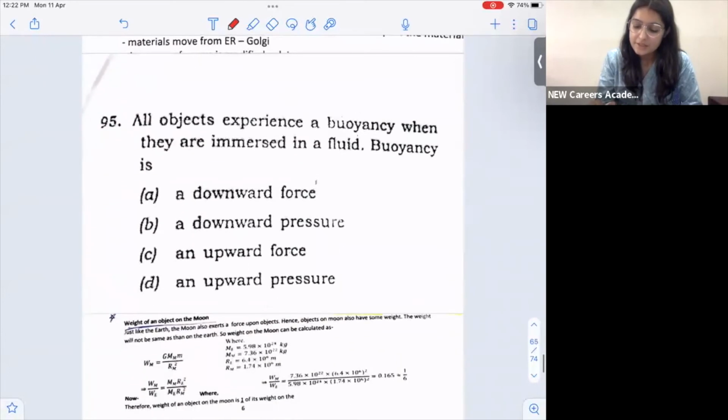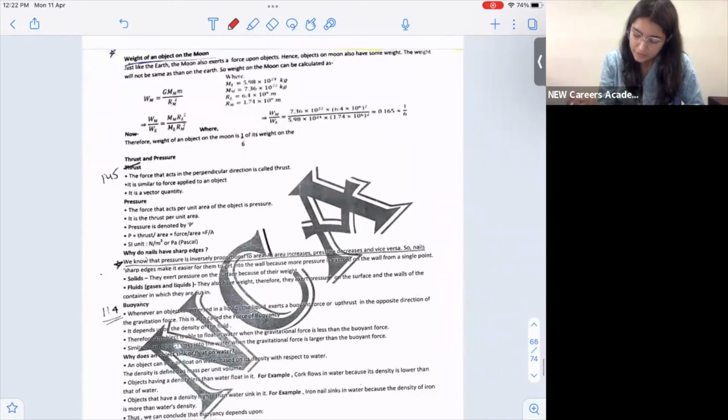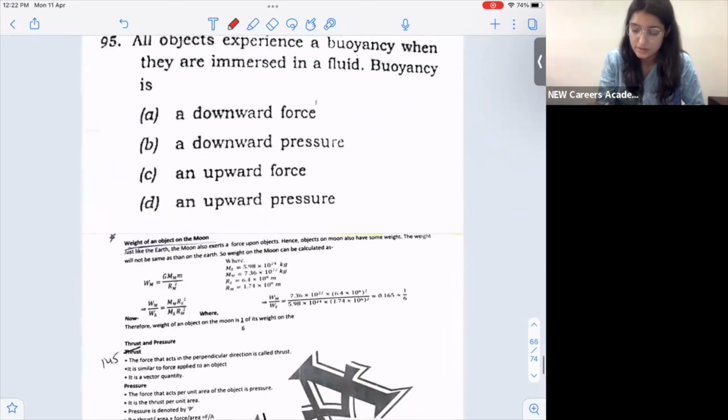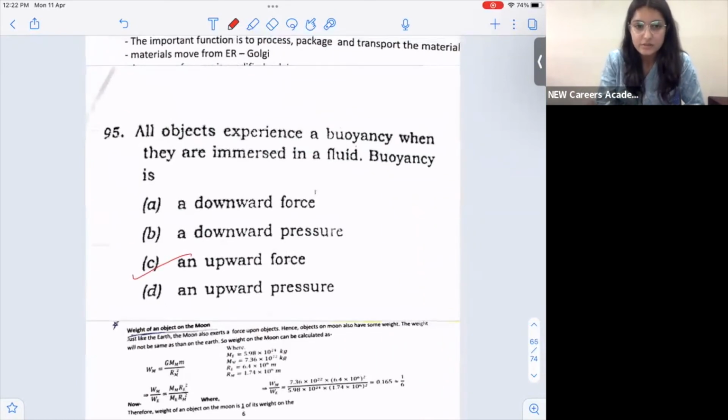All objects experience buoyancy when they are immersed in a fluid. What is buoyancy? Direct question. Buoyancy is an upward force. This is called the force of buoyancy, which the liquid exerts, also called upthrust, in the direction opposite to gravitation. So the answer is option C, an upward force.